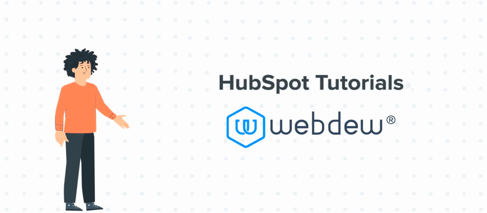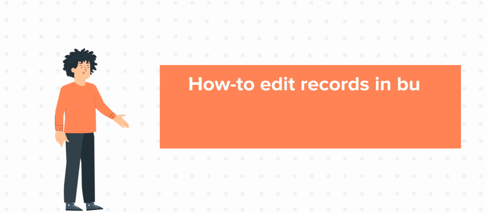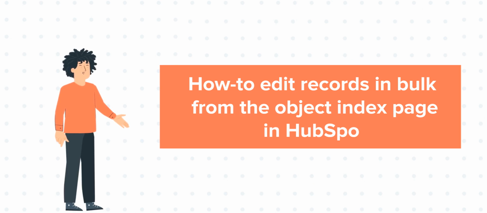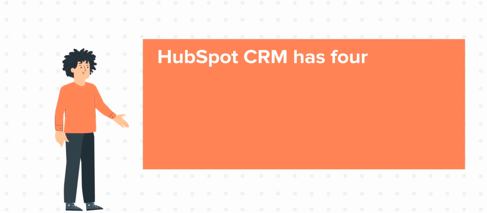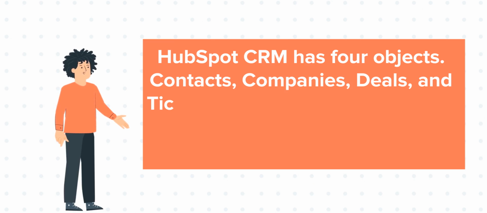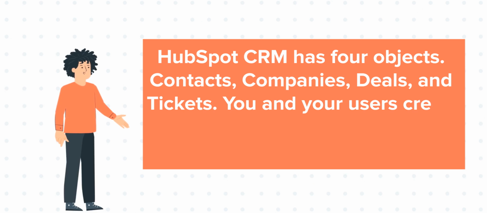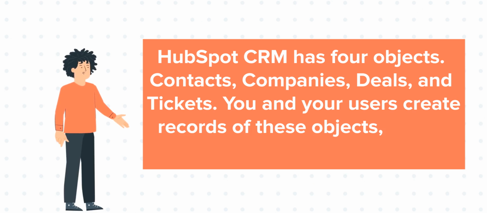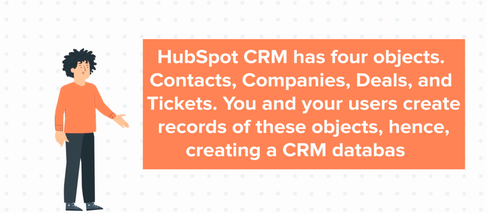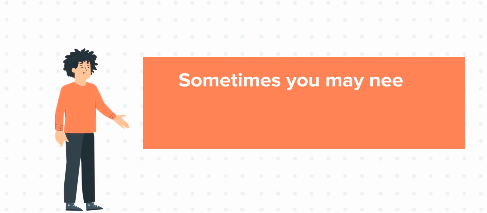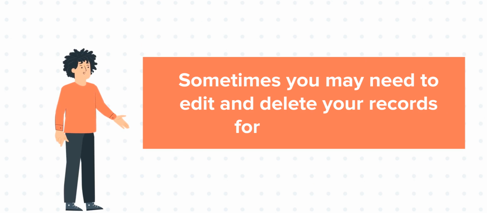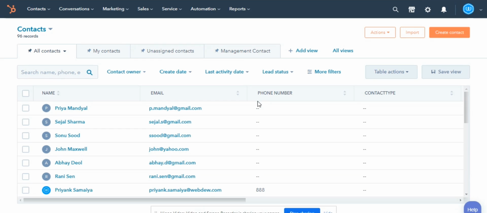Our today's tutorial is about how to edit records in bulk from the Object Index page. HubSpot CRM has four objects: contacts, companies, deals, and tickets. You and your users create records of these objects, hence creating a CRM database. Sometimes you may need to edit and delete your records for some reason. In this video, we are going to see how to edit and delete records in bulk in HubSpot.